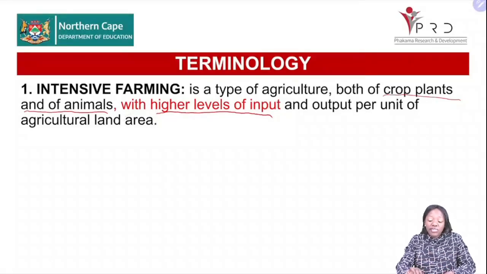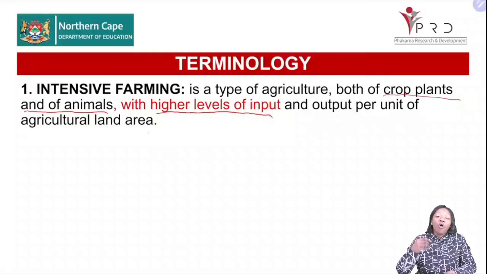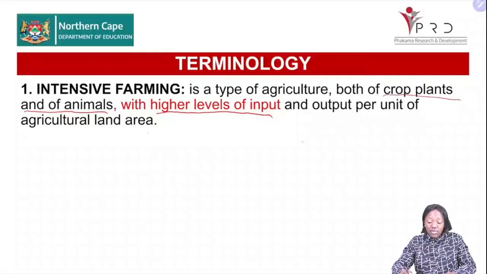I've even put it in red because this is where the emphasis is. The high level of input and output per unit of agricultural land area. So what does it mean? It means in this type of farming, there is more work that has been put in as compared to the outcome.